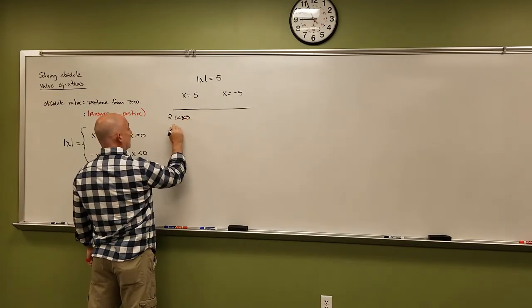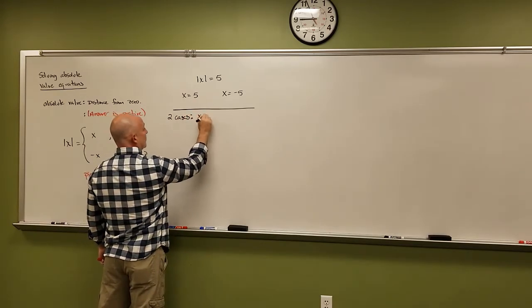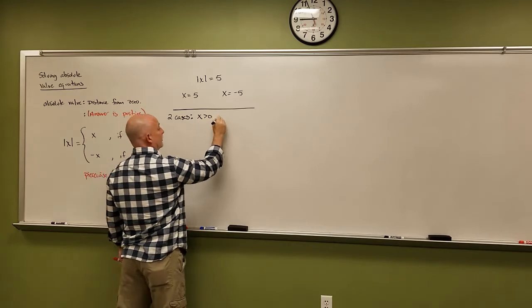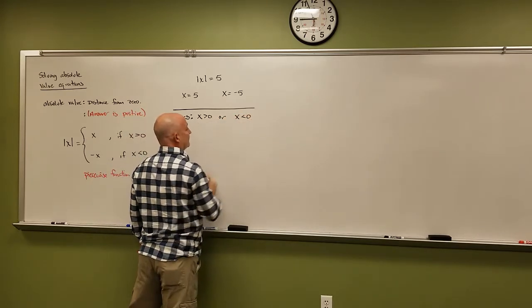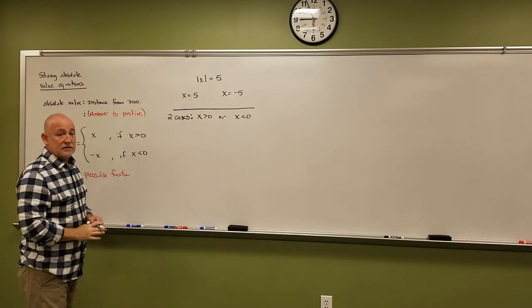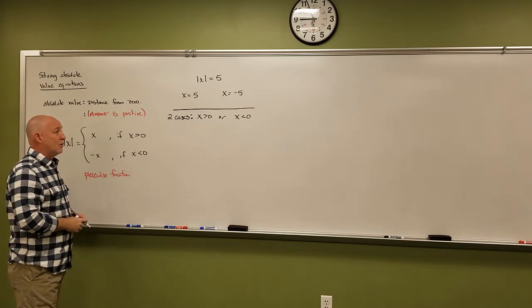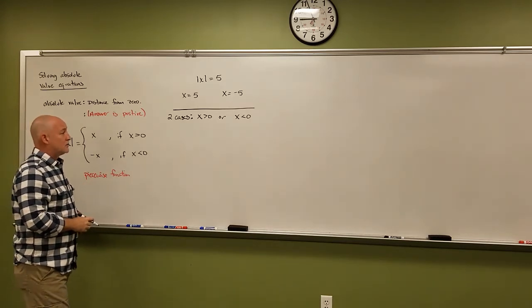Either x is greater than 0, positive, or x is less than 0. The only two things that x can be. It's got to be either a positive number or a negative number. So let's do the first case.